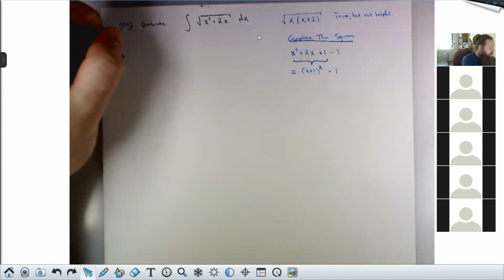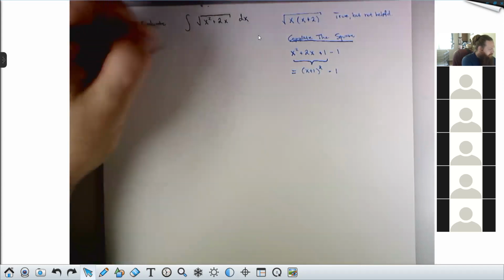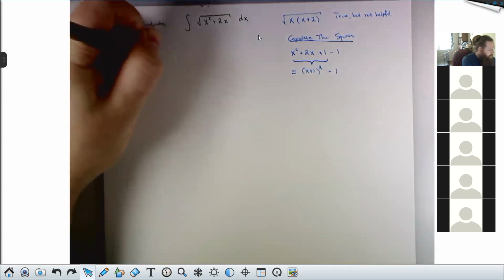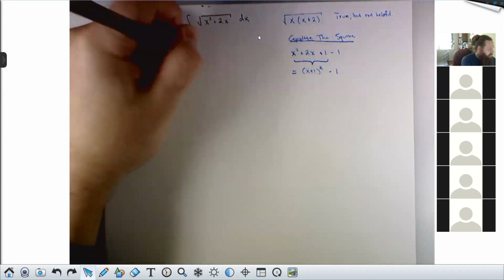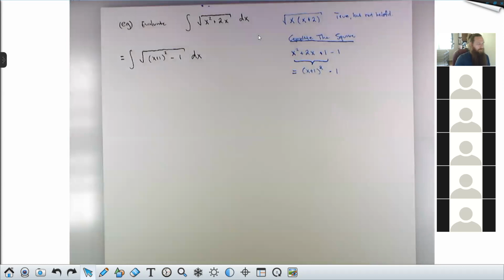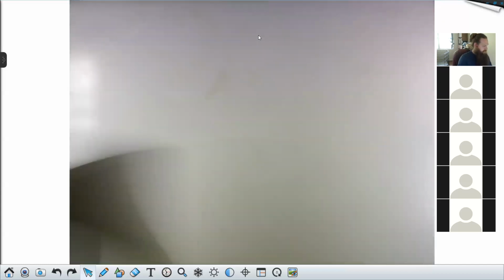So we complete the square under the radical. That's our first step. And that gives us the square root of x plus 1 squared minus 1, like this. Now remember what I said in the trig sub Bible? u is any linear function of x. So the gain here, oh, I lost it.